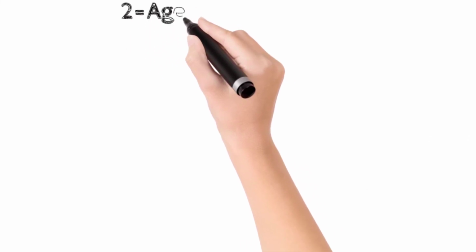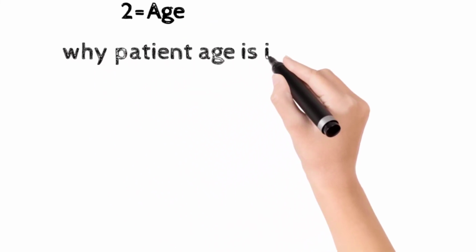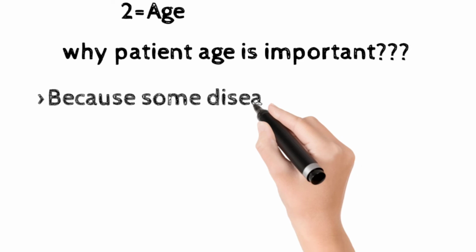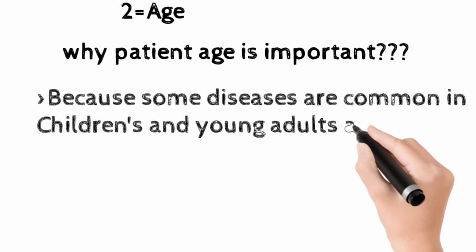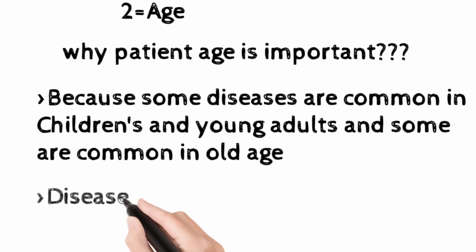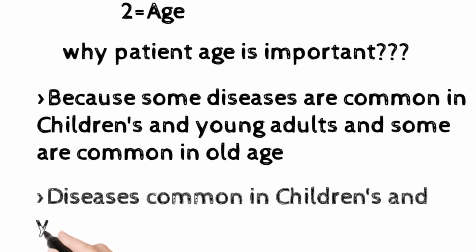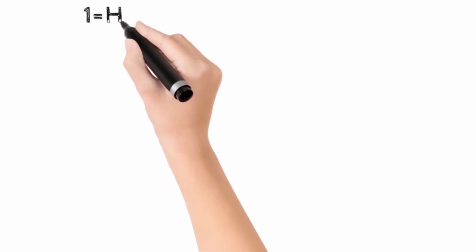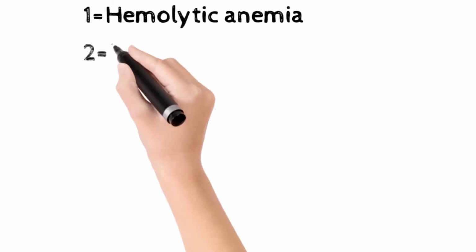Now come to the age. Again we start from the question, why is patient age important? The answer is that some diseases are common in children and young adults, and some diseases are common in old age. First, the diseases common in children and young adults: number 1, hemolytic anemia.